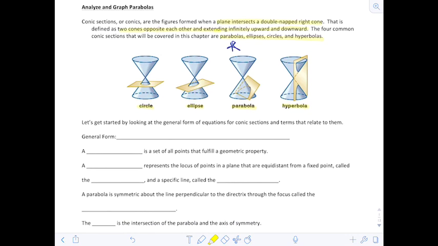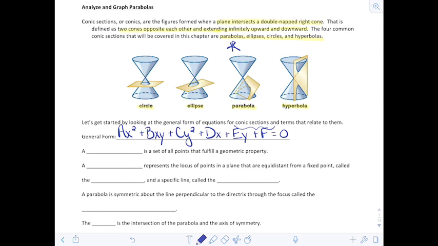Okay, so today, like I said, our focus is going to be on the parabolas. We're going to start, though, by looking at the general form of equations for all of the conic sections and terms that are going to relate to them. So the general form of any conic section looks something like this. It is Ax squared plus Bxy plus Cy squared plus Dx plus Ey plus F equals 0. And this may be the only time that you see this long and drawn out equation, but it does represent the general form of any conic section that we come across.